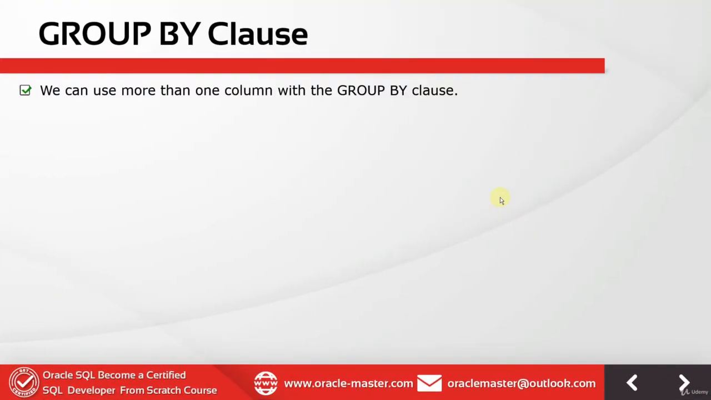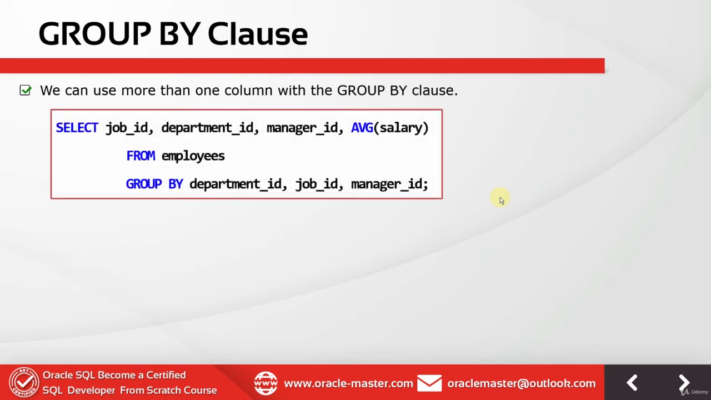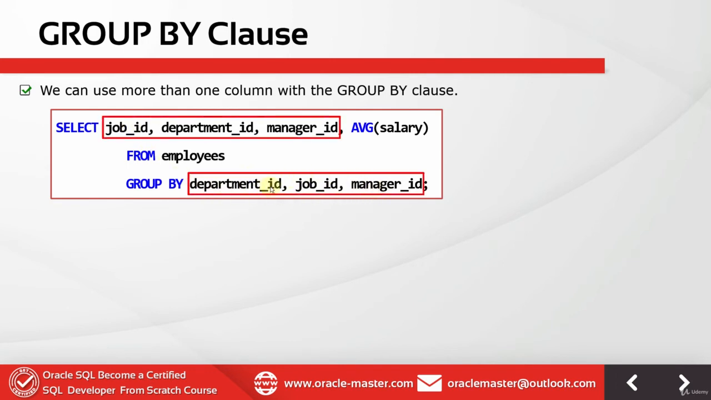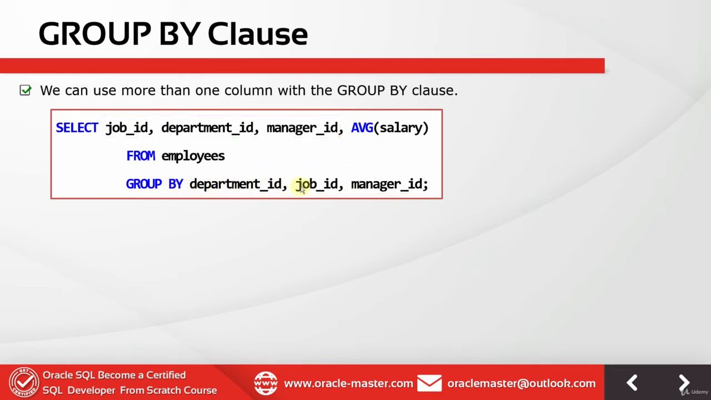We can use more than one column in the group by clause. This is also important. If we see an example of this, you see that we have 3 columns and one aggregate function in our select statement, and I need to write all these three columns here with the group by clause. Actually, this is not the correct approach for the group by clause. I mean, we need to group the rows depending on our needs.